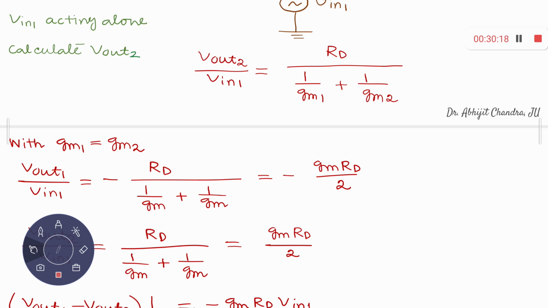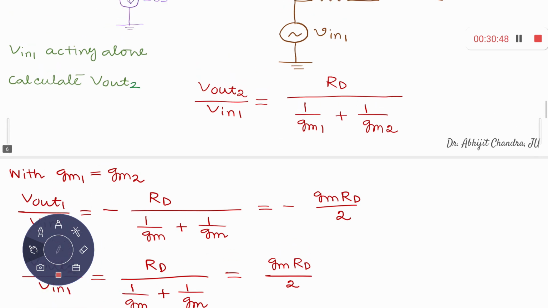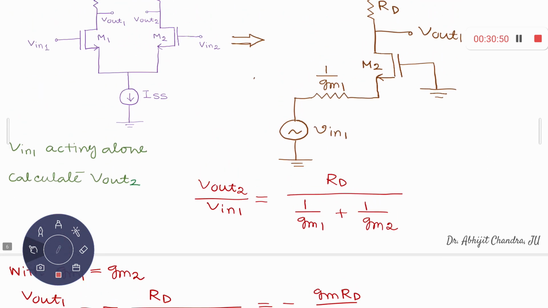Then what do I find? V out 1 upon V in 1, already obtained in the last slide, is minus RT upon 1 upon Gm1 plus 1 upon Gm2. If you don't have any RS, the source resistance, it is simply Gm1. If the source resistance is present, it is 1 upon Gm1 plus it. If that part is 0, I mean if you don't have this part, then it is simply Gm1.